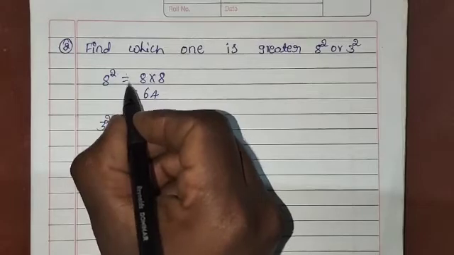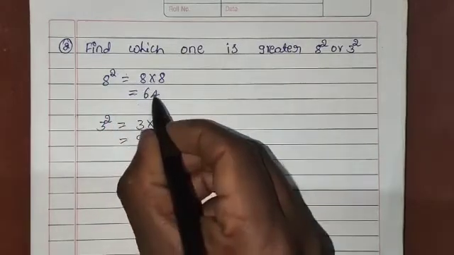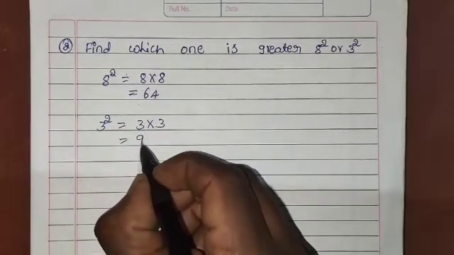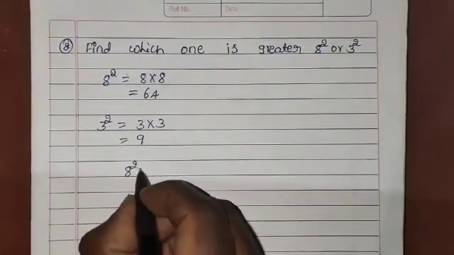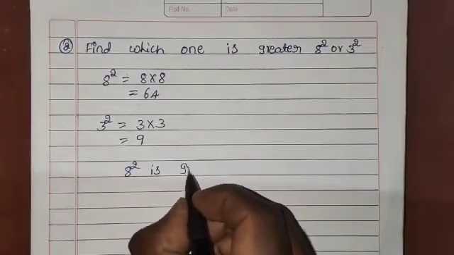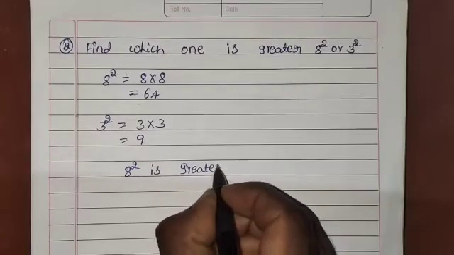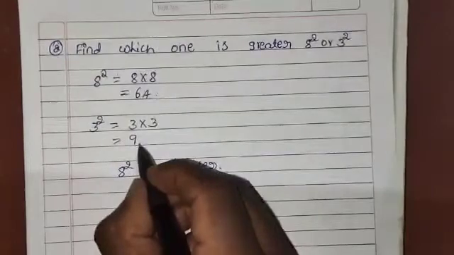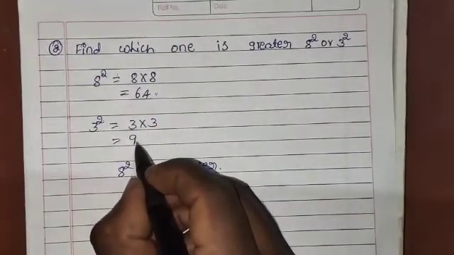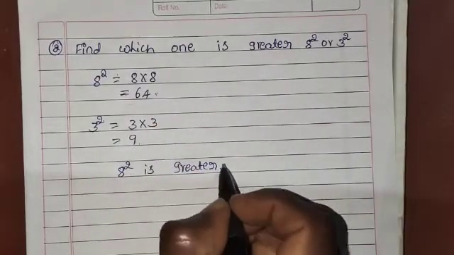Okay, here 64 is greater than 9. So 8 square is greater. Okay, we can say that 8 square is greater because 8 square is 64, 3 square is 9. Here 64 is greater than 9. So 8 square is greater.